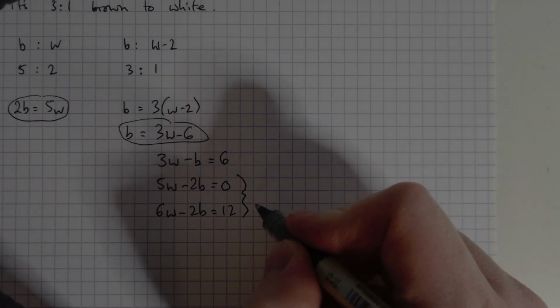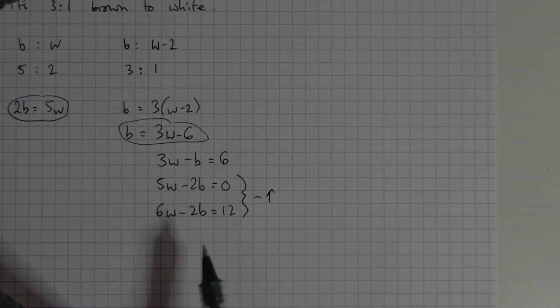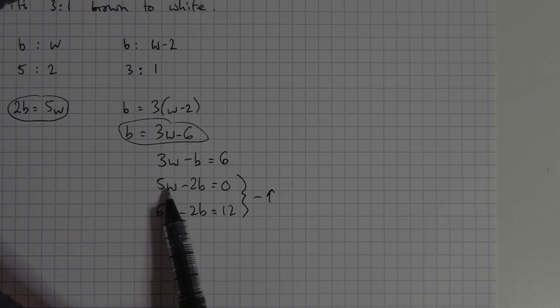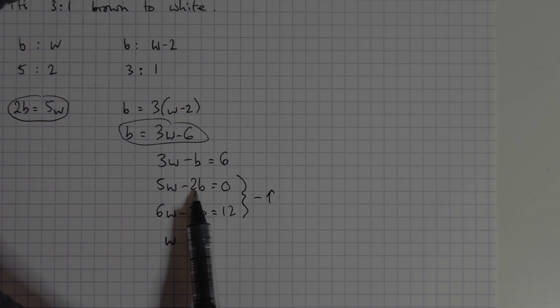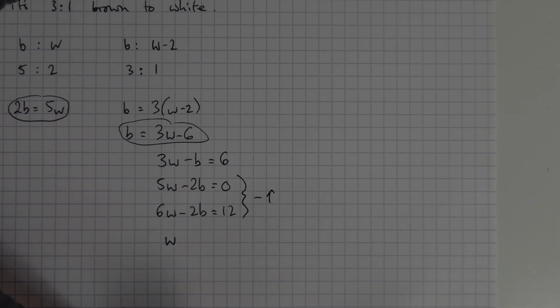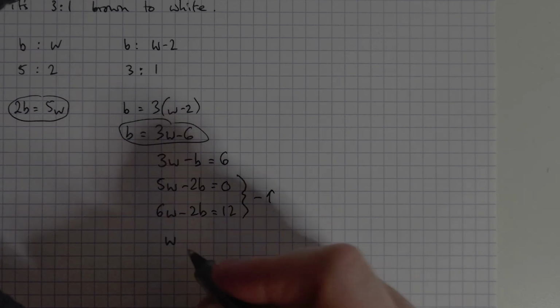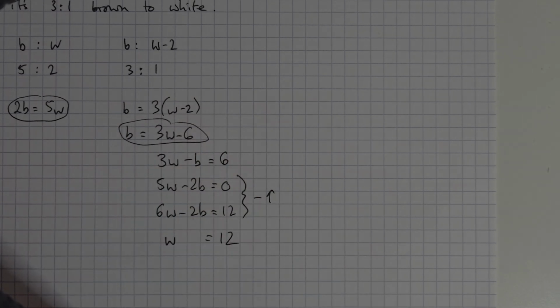I will subtract these, and I will subtract upwards. So 6w take 5w is 1w. Minus 2b take away minus 2b, nothing. And 12 take 0 is 12. Okay, so w equals 12, that's telling me that originally there were 12 whites in the bag.